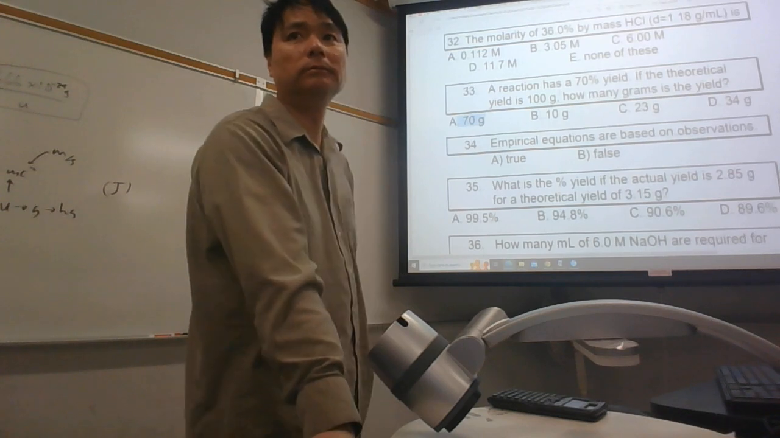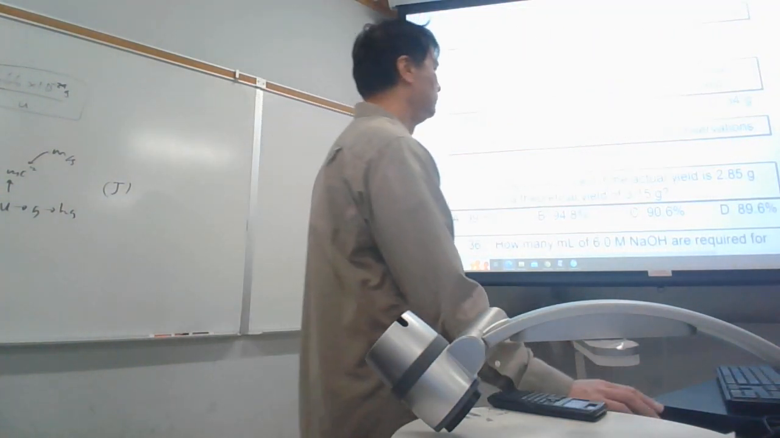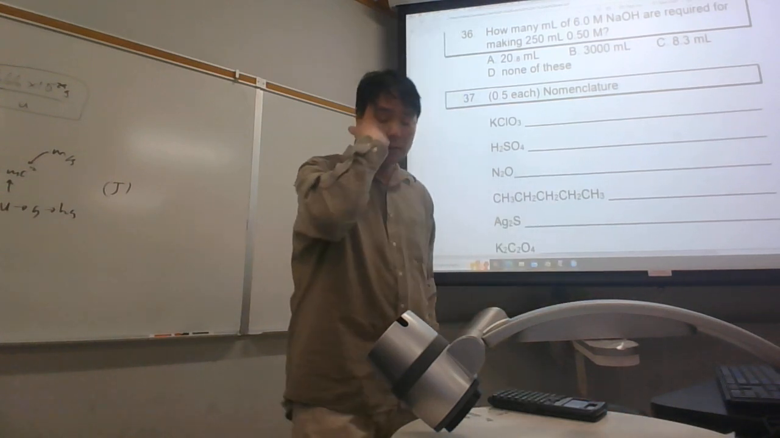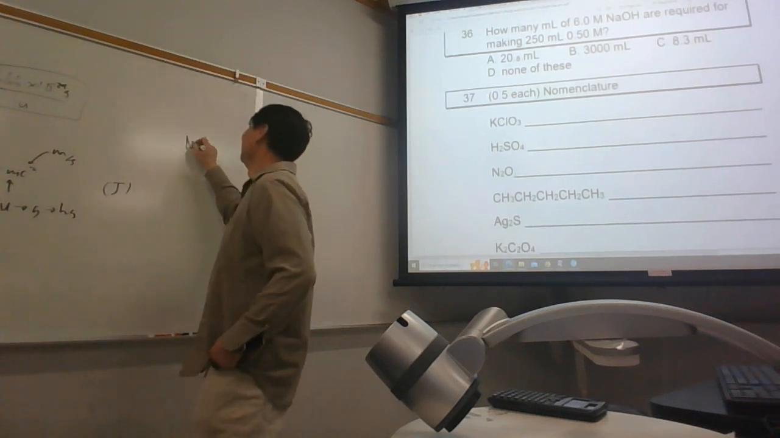I had a couple of questions on the nomenclature. The third one, N2O, could you put dinitrogen oxide, or do you have to say monoxide? You should say monoxide. Okay. The only reason is because there's lots of ones.